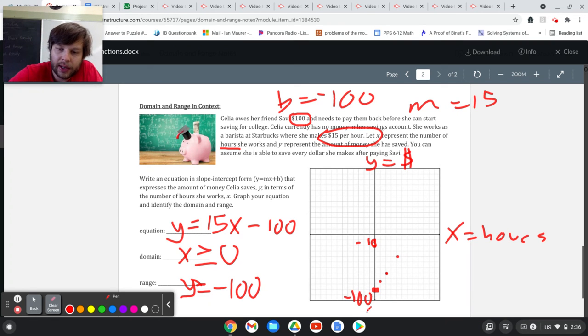My line starts at negative 100 and continues up and to the right forever and ever. So that's one example of using domain and range in the context of a word problem where she starts out $100 in the hole and then digs herself out $15 an hour.